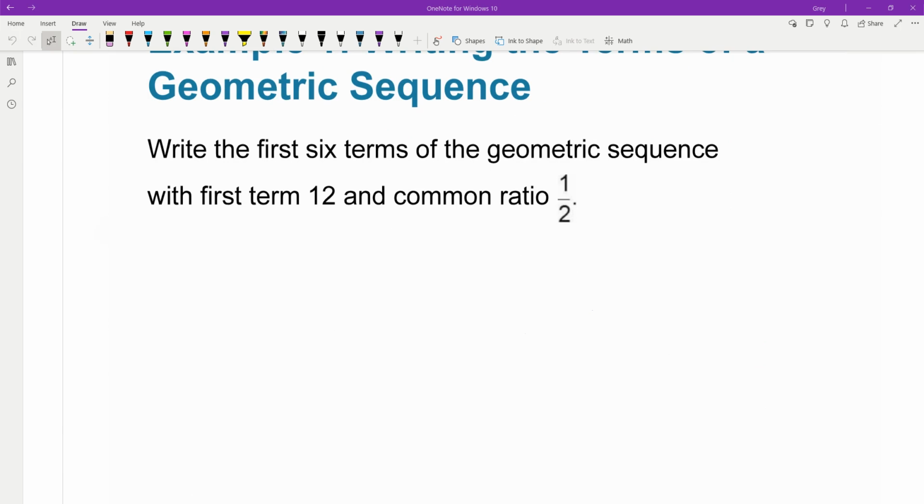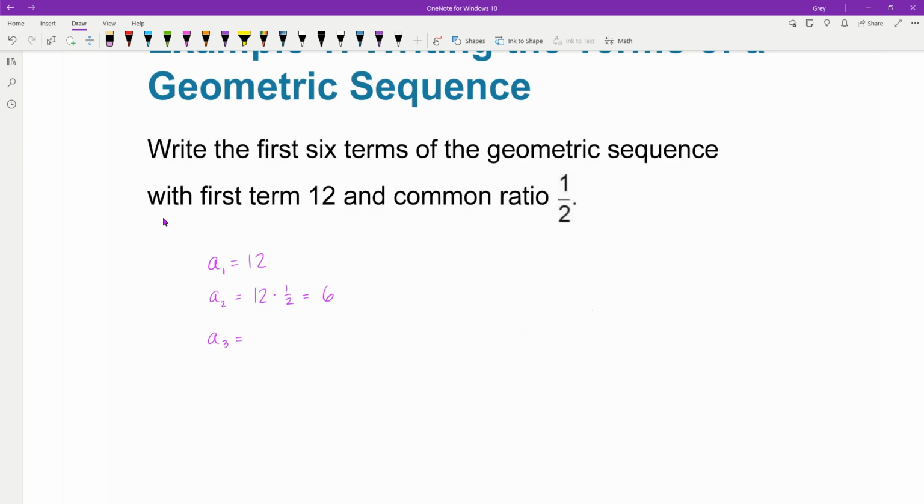All right, so look at this first example, writing the terms of a geometric sequence. Write the first 6 terms of the geometric sequence with the first term of 12 and a common ratio of 1/2. So a sub 1 is 12. A sub 2, as I just said, you get each term by multiplying by the common ratio. So a sub 2 is going to be 12 times 1/2, which is 6.